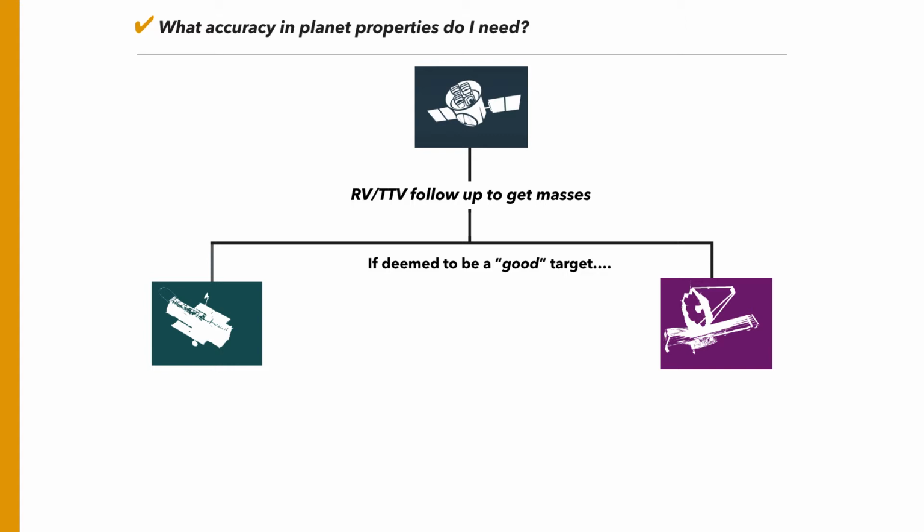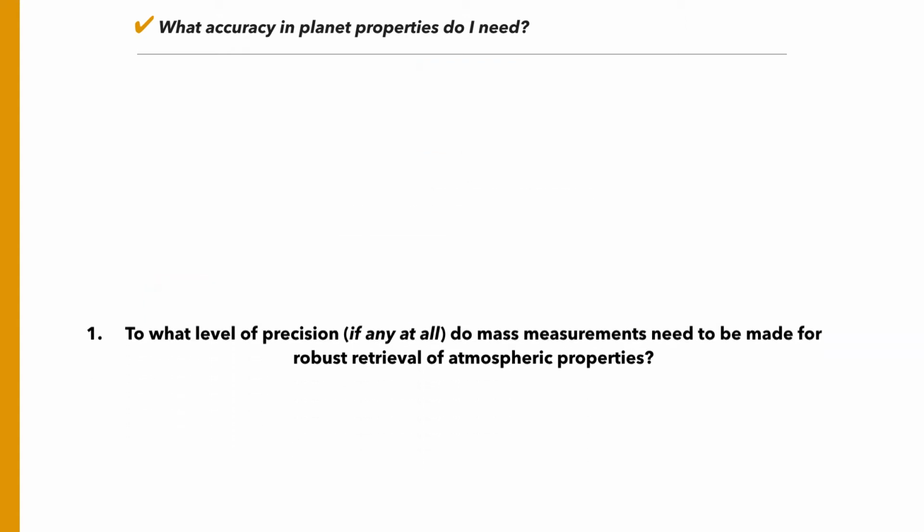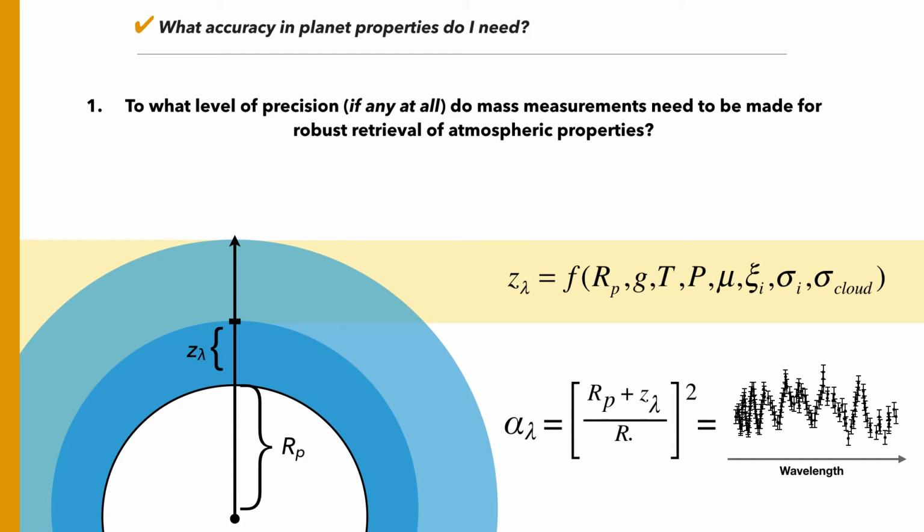And then, and only then, if a target is deemed to be a good one, can we proceed with atmospheric follow-up. Of course, this naturally begs the question of, to what level of precision, if any at all, do mass measurements need to be for a robust retrieval of atmospheric properties? And I say if any at all because the transmission spectrum is related to, of course, radius, gravity, temperature, mean molecular weight, which describes how heavy the atmosphere is, the concentration of all the gases, which is this parameter psi, and then these sigmas, which are the gas and the cloud cross-sections.